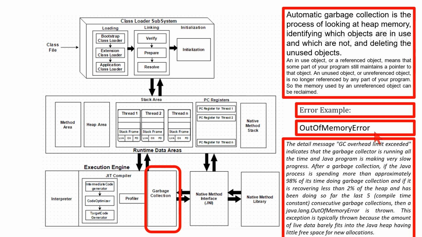After the garbage collection, if the Java process is spending more than approximately 98% of its time doing garbage collection, and if it is recovering less than 2% of the heap, and has been doing so for at least 5 compile-time constant consecutive garbage collections, then java.lang.OutOfMemoryError is thrown. This exception is typically thrown because the amount of live data barely fits into the Java heap, having little free space for new allocations.